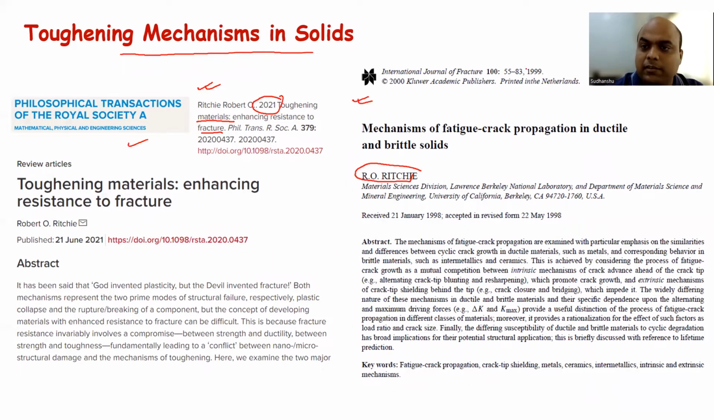And this is the older paper, from 1999, published by Professor Ritchie in the International Journal of Fracture. This is also related to toughening mechanisms, basically extrinsic and intrinsic mechanisms, which we'll discuss shortly, in both ductile and brittle solids. If somebody is interested, you can go through these two papers, which describe very nicely how you can increase the toughness of a given solid. We'll discuss some of them in today's lecture.